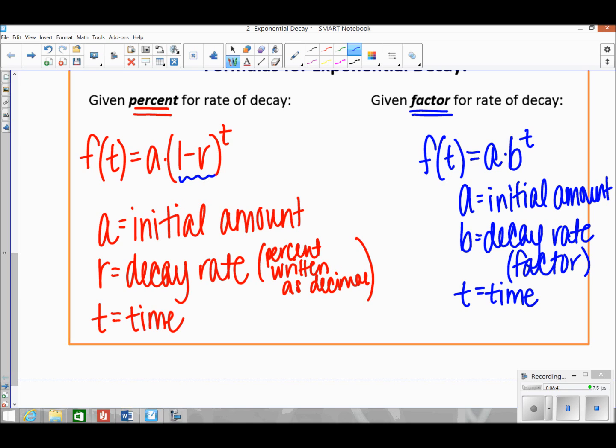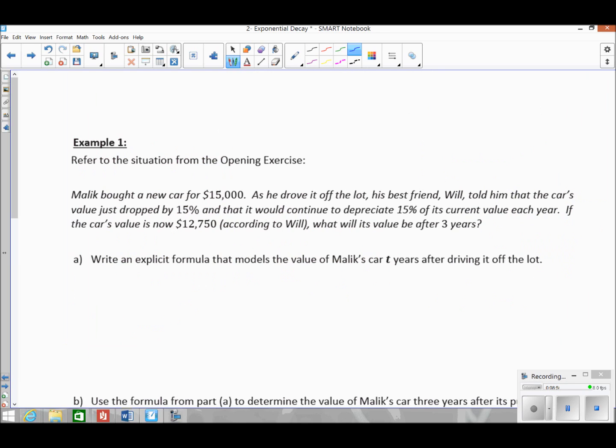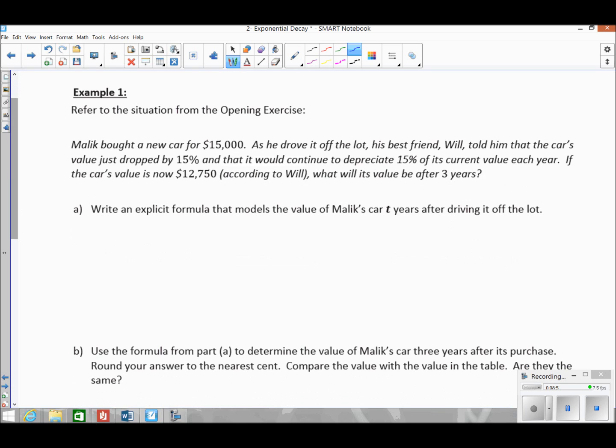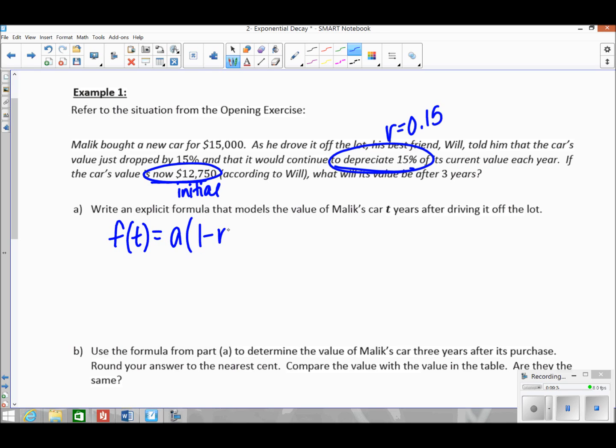So let's try some word problems. So the first word problem we're going to try is the same scenario from the opening exercise. The only difference is we're going to look at it using a formula. So for this first one, same scenario. And when we talk about the initial amount and the depreciation amount, the initial amount that we're starting with at year 0, so this is going to be your initial. And then we have the amount that is depreciating. So this is going to mean R is 0.15 because you want to turn it into a decimal, so move the decimal 2 places to the left. So when we go to write our formula, we're going to use the percent formula. So A times 1 minus R to the T.